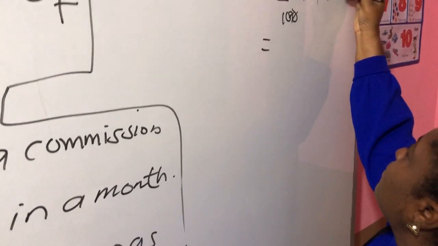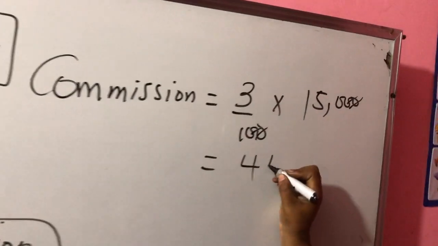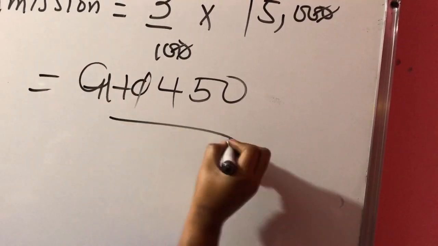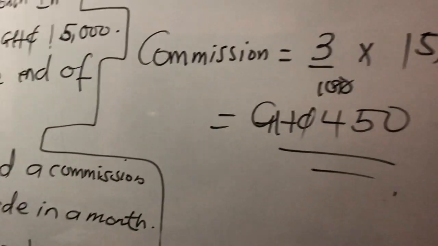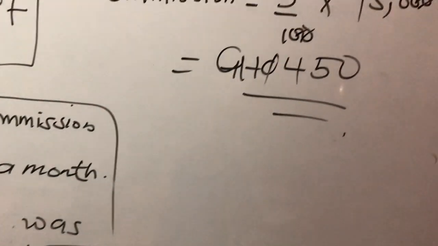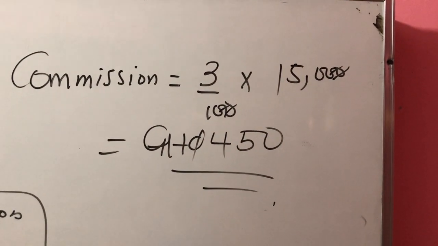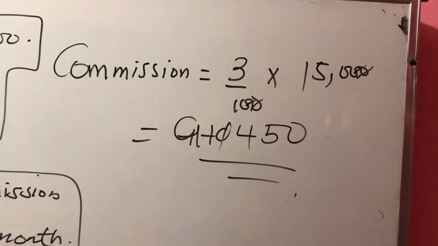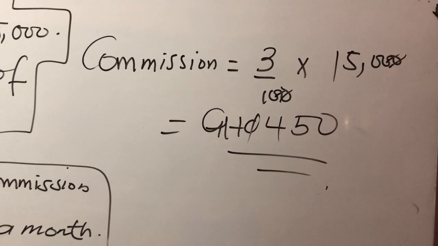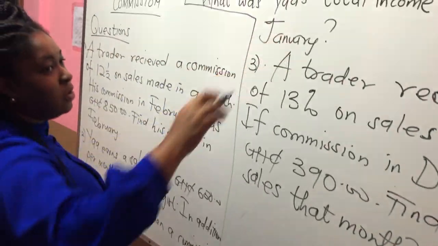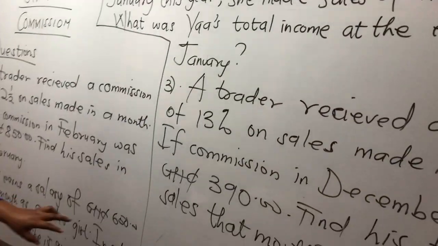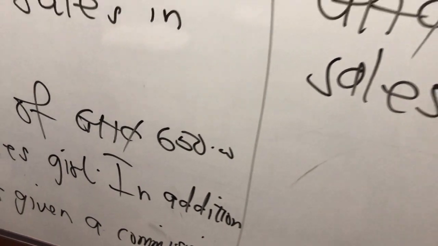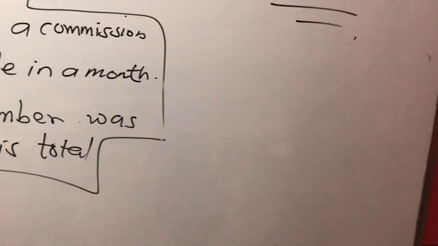Okay. So what do we have? We have 450 Ghana cedis. So this is the commission she made. So when she was able to sell 15,000 worth of goods, and she was able to make her 450 Ghana cedis commission, is that the total money she's taking home? No. This is just what she made on commission. So we have to come and add the 450 Ghana cedis to her fixed salary, which is 650 Ghana cedis.